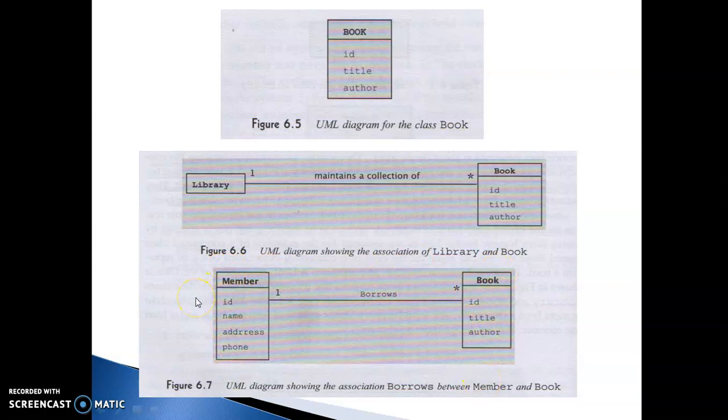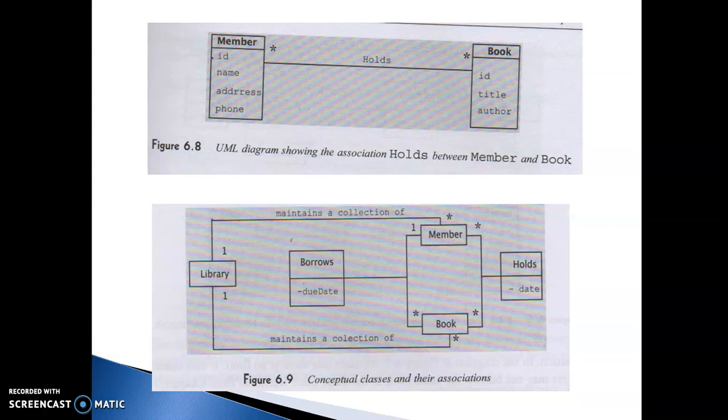What is the relationship between a member and the book is, one member borrows several books, and many members also borrow several books. But here, by taking into consideration one member, it is being explained right now. And the UML diagram showing the association borrows between member and the book. And the UML diagram shows the association holds between member and the book. Several members hold several books. Okay. Here this is a UML diagram showing association.